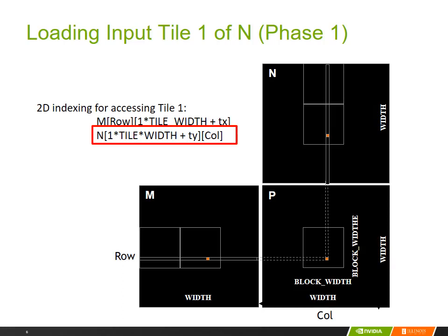We see that the column position of the element remains the same as the column of the P element, but we need to advance in the vertical, or row, index. The row index has been advanced by a full tile width. So that's why we need to add 1 times tile width to the thread index in the y dimension to form the new vertical, or row, index.